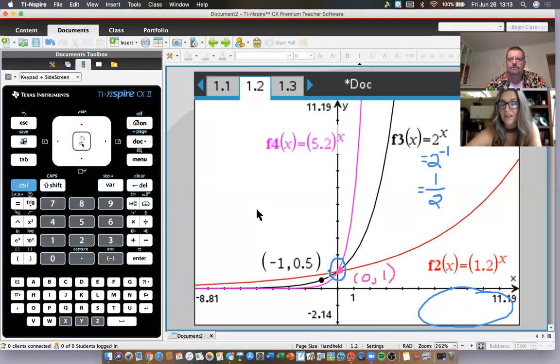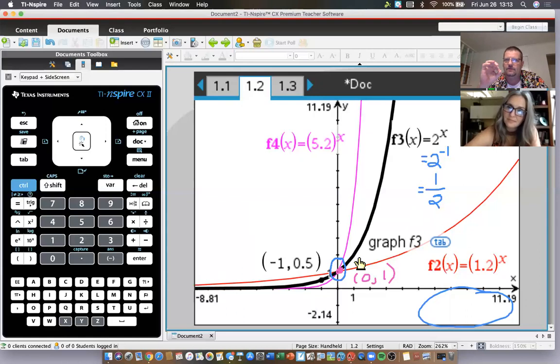5.2 to a power gets bigger faster than 2 to a power, and smaller faster if you flip it. And so that's the similarities. We have that asymptote and we have the x-intercept. What about the things that are different between these three graphs?